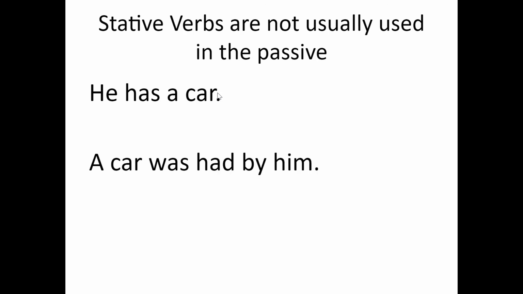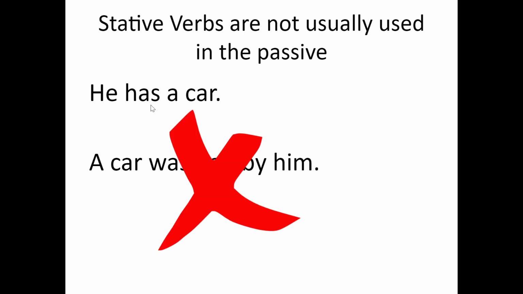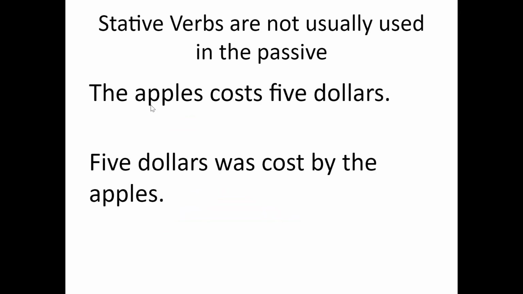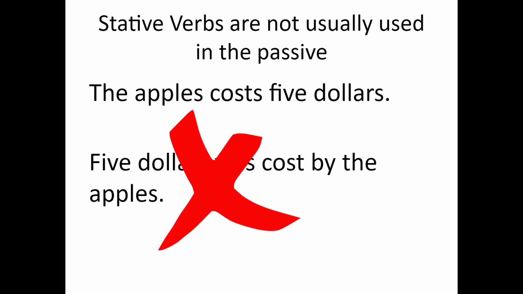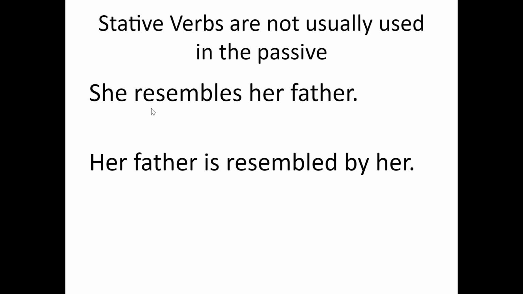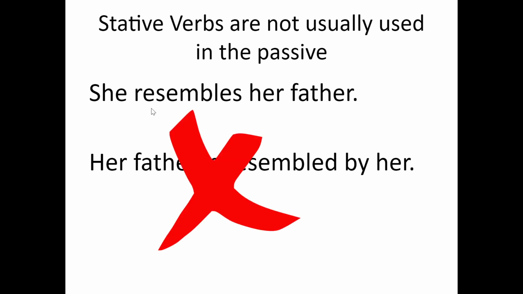Stative verbs are not usually used in the passive. So, he has a car, here has is what we call a state verb. It's describing the situation. So we can't say the car was had by him. Or the apple costs $5. We can't use this one in the passive either. Or she resembles her father. Here again, we can't use it in the passive. So verbs that are simply describing the way things are, simply describing the state that things are in, with no action, don't usually go into the passive. There usually has to be some action. The object has to be affected in some way by the verb in order for it to take a passive.